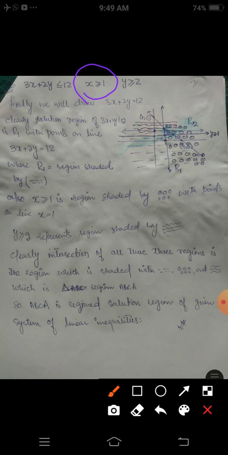Here, 3x plus 2y less or equal to 12. Firstly we will draw 3x plus 2y equals 12. So this is the line which is represented by 3x plus 2y less or equal to 12.